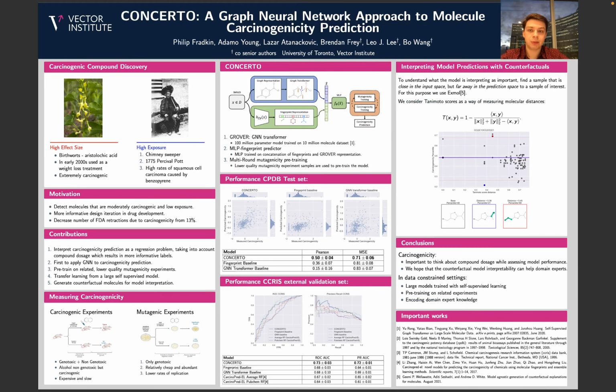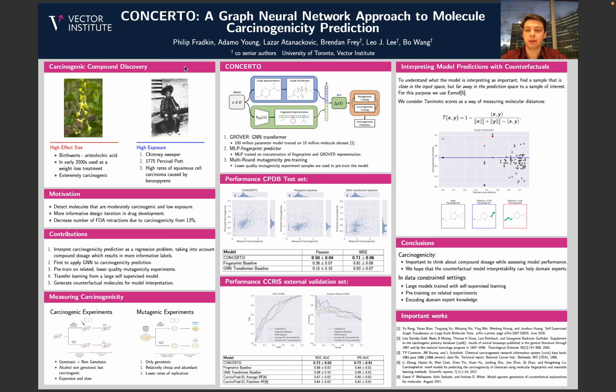Hello everyone, today I'm going to be presenting CONCERTO, a graph neural network approach to molecular carcinogenicity prediction. My name is Philip Fradkin, and this work was done with my collaborators Adamo Young and Lazar Atanaskevich, and supervised by doctors Brandon Fry, Leo J.